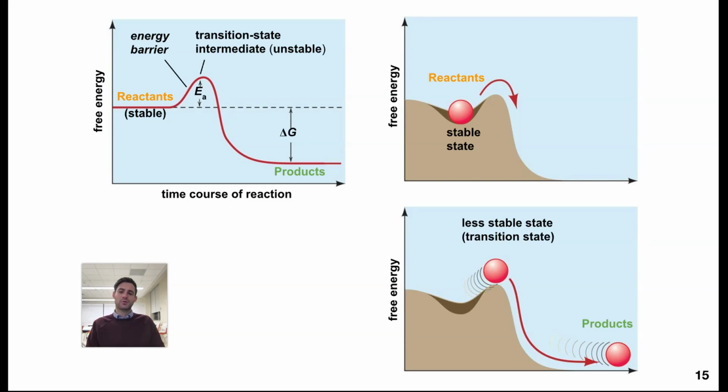Enzymes speed up chemical reactions by lowering that barrier. This is the activation energy. In the case of our ball analogy, an enzyme would reduce the amount of the initial energy needed to push the ball down the hill.